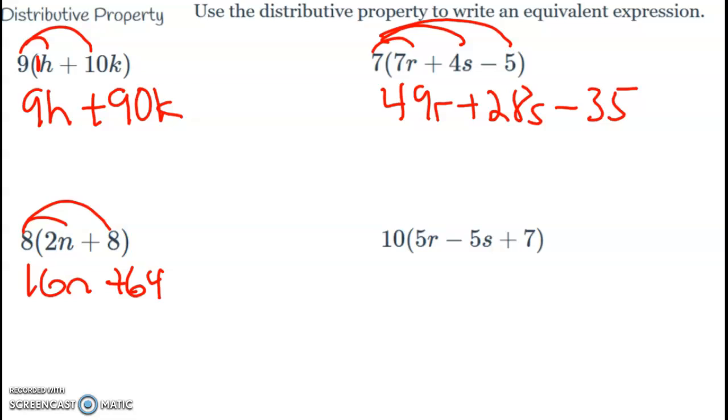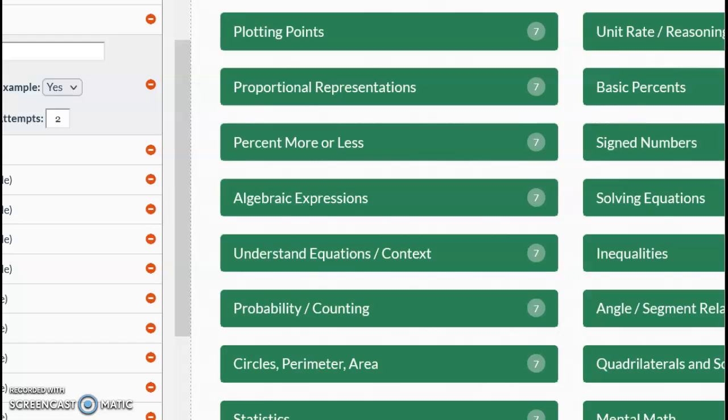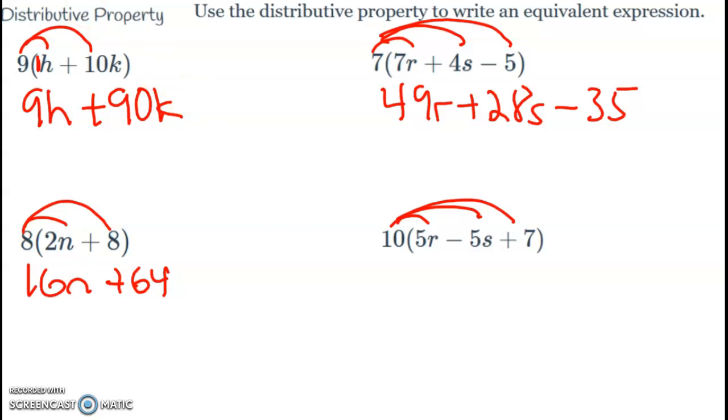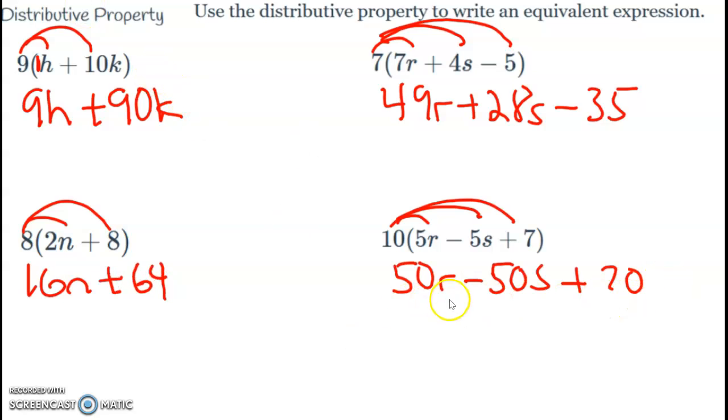Alright, let's look at our last example here. We're going to have 10 times every term inside the parentheses. 10 times 5r minus 5s plus 7. So we're going to distribute that 10. 10 times 5 gives 50r, 10 times 5 gives 50s here, and 10 times 7 gets you 70.